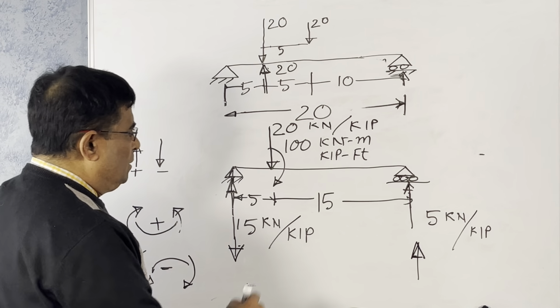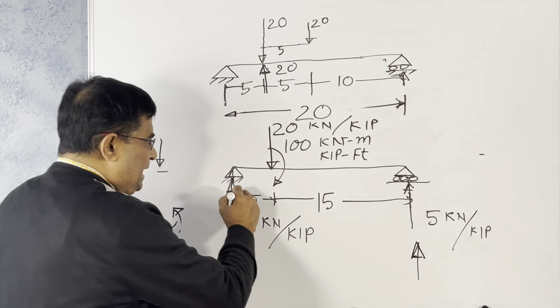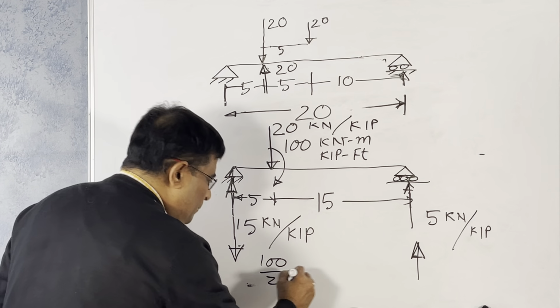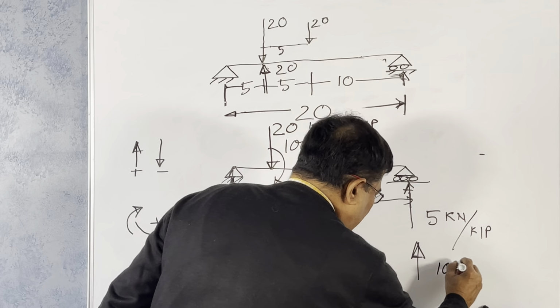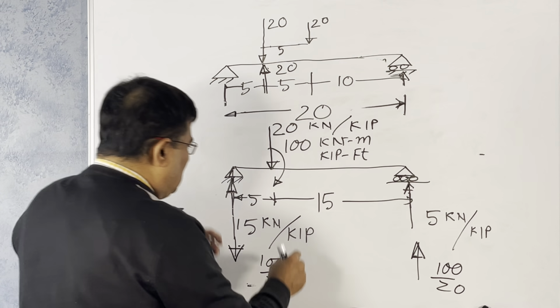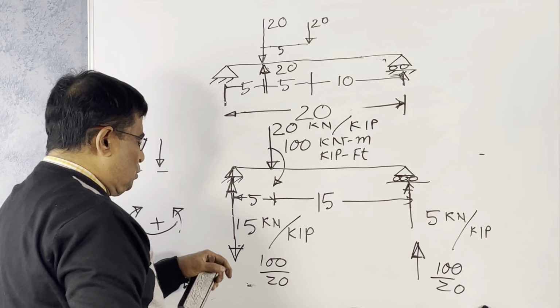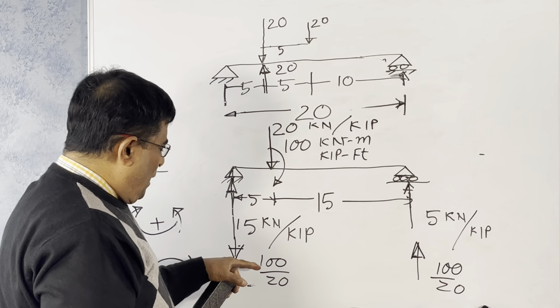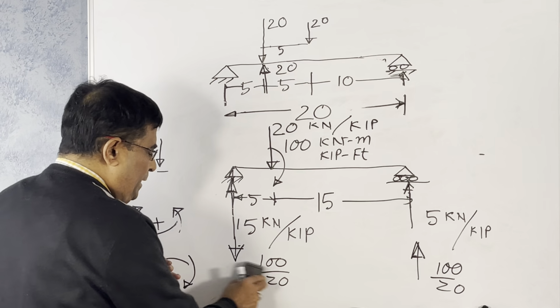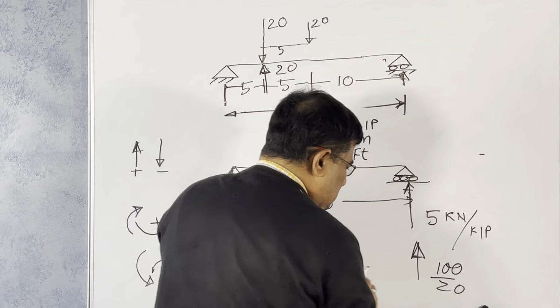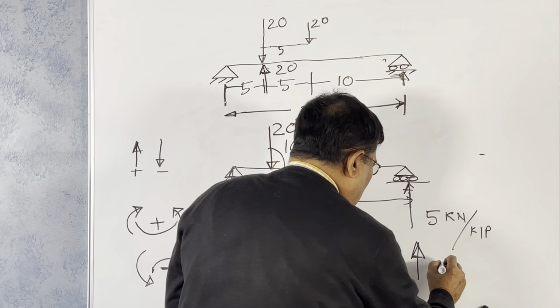What is the value? Value is the same, 100 divided by 20. Here also 100 divided by 20. Because the reaction should be equal to form a couple. So 100 divided by 20 is 5. Downward. This is 100 divided by 20 upward.